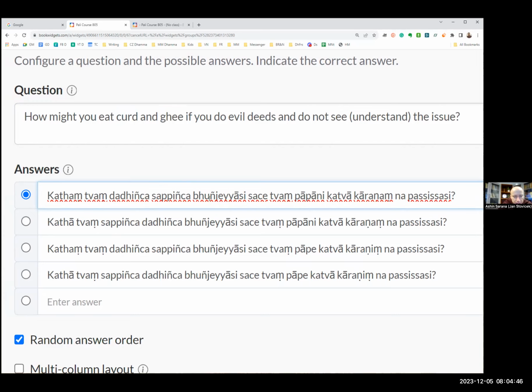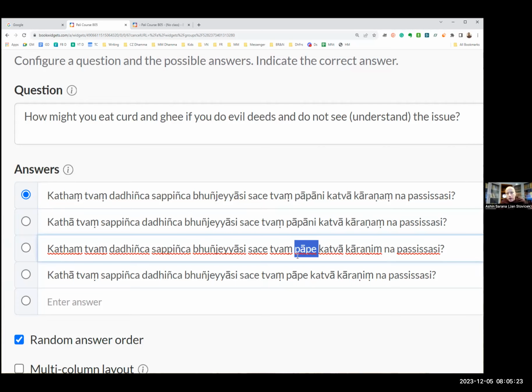So here you see, if it is a question where you are not sure, you use this optative form, this if. So you would not use kathang twang dathincha sapincha bunjisasi. Maybe it would work. Probably it would work, but we have the word such a here, and hence we need to use double Y. Kathang twang dathincha sapincha bunjiyasi, such a twang, papani or pape.